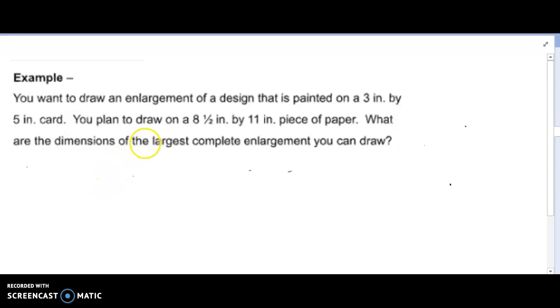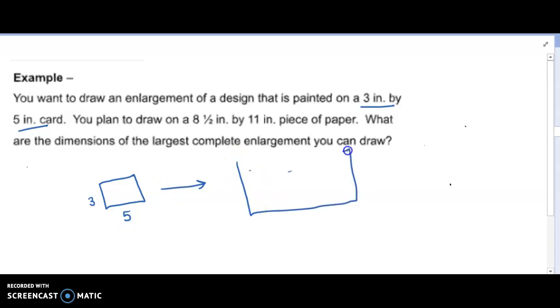All right, so let's look at our next example, okay? We want to draw an enlargement of a design that is on a 3-inch by 5-inch card. Okay, so it's 3 by 5. And I want to redraw this. I want to enlarge it to an 8.5 by 11.